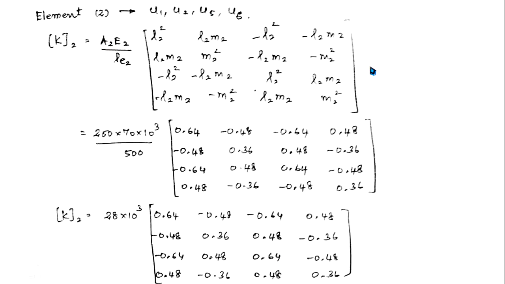Similarly, do it for element number 2. The area is common, Young's modulus is common, and the length alone varies. Similarly, we have calculated the L and M cosines for element number 2. You substitute and simplify. This is your stiffness matrix 2.